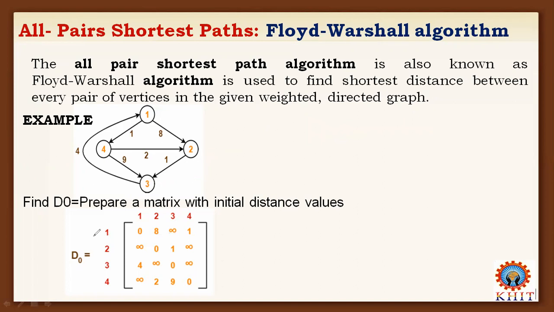Next, find the distance from vertex 1 to vertex 4. So vertex 1 to vertex 4, there is a direct path of weight 1. So the first row is over.